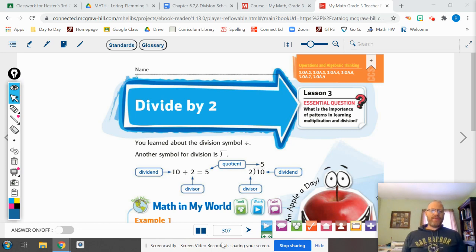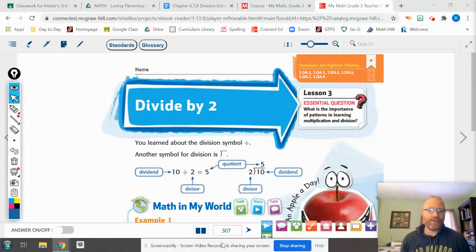As we get started today, we are in Chapter 6, Lesson 3. And as we go into Chapter 6, Lesson 3, we are dividing by 2. So this is very much related to our multiplication. When we were in Chapter 6 for multiplication, we started with multiplying by 2. So just like that, we're going to be focusing on how to divide, and when we're dividing, how to set up a division problem, and we're going to focus on specifically the number 2.